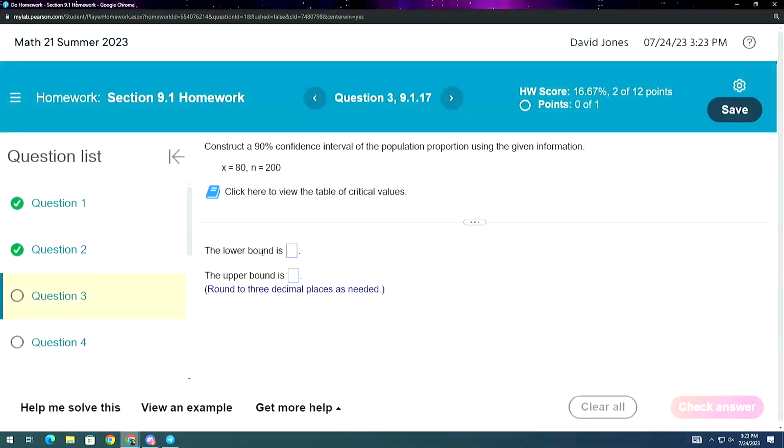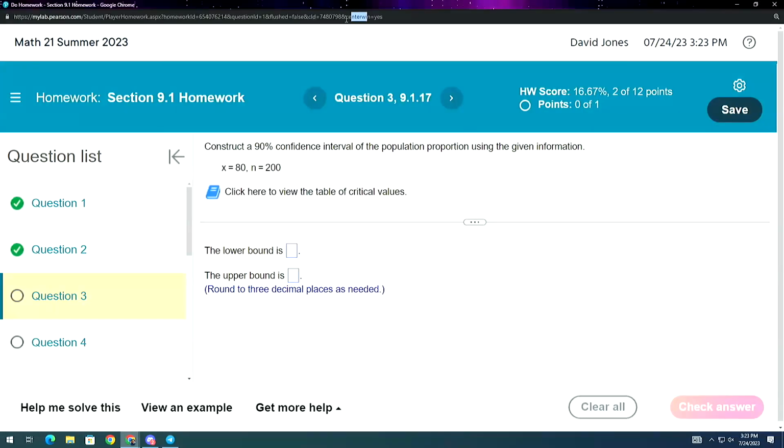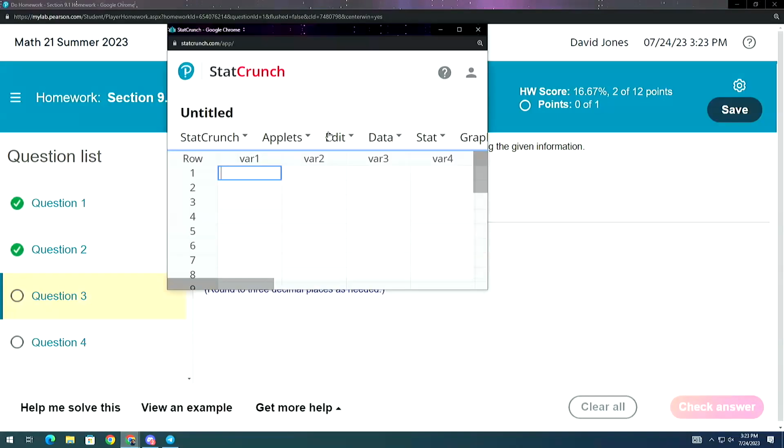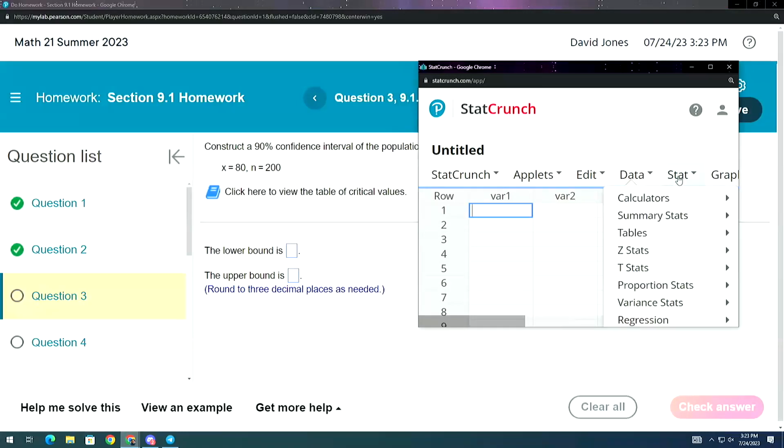I'm going to skim through until I find one. We'll do that real quick because it says use a table of critical values. On number 3, it'll give you the X and the N. This is where you use StatCrunch. Anytime it asks you for the lower bound and upper bound, go to StatCrunch. I have X equals 80 and N is 200. We're gonna do stats, proportion stats.